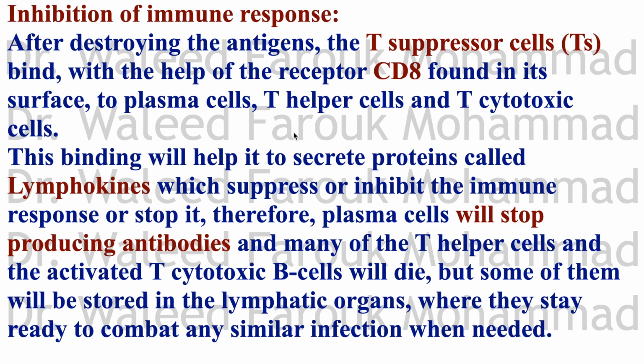binds to plasma cells, binds to T helper cells, binds to T cytotoxic cells. البايندينج ده بيعمل ايه؟ secrete proteins called lymphokines. These suppress or inhibit the immune response or stops it. تمام؟ علشان كده البلازما cell will stop producing antibodies.